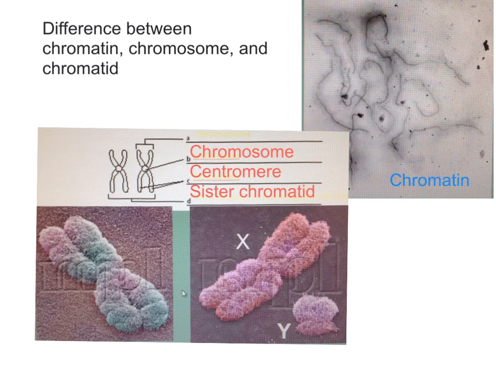So to make up a chromosome, we have two sister chromatids attached at the center, known as the centromere. The entire structure is a chromosome. Unwound chromosomes are called chromatin. Half of a chromosome is known as a chromatid.